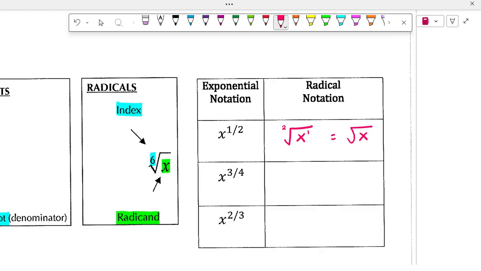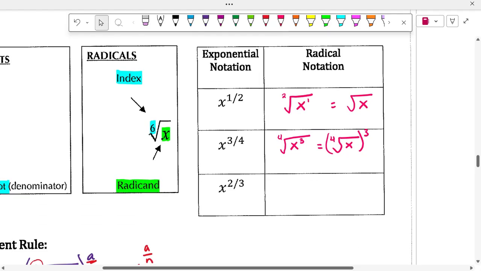X to the 3/4. First off, what type of root is it going to be? The fourth root. And x is going to be raised to what power? 3. You could also write it as the fourth root of x all cubed. It's the same thing. Doesn't matter how you write it as long as it's in one of those two. I just show you both so that you're able to recognize that they're the same, because sometimes they flip-flop what you see.